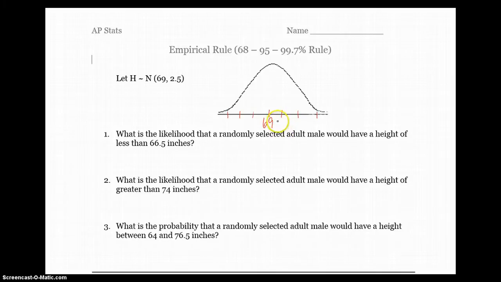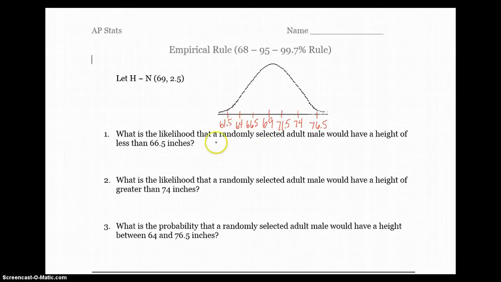Okay, so 1 standard deviation above would be 71.5, 2 would be 74, and 3 would be 76.5. And then we have the same thing going the other direction. We have 66.5, 64, and 61.5. So now we can answer all kinds of questions based on that.